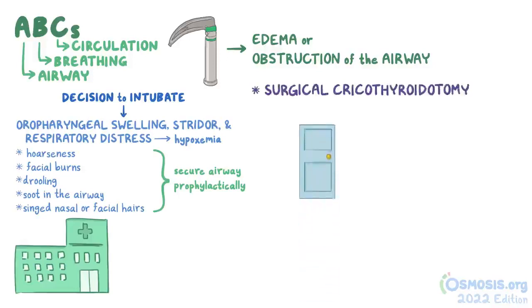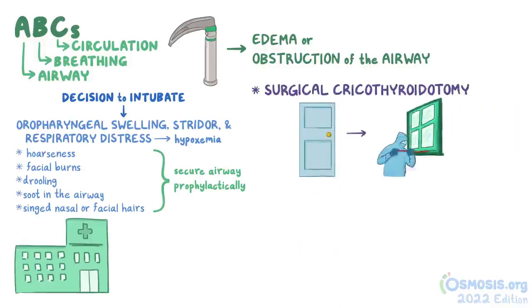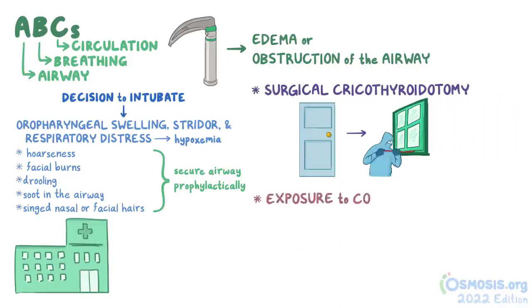In other words, if the main airway door is closed, you better break in through the window. Also, if exposure to carbon monoxide is a concern, like in the setting of a closed house fire, 100% oxygen is provided using a non-rebreather mask, and carboxyhemoglobin levels are measured.